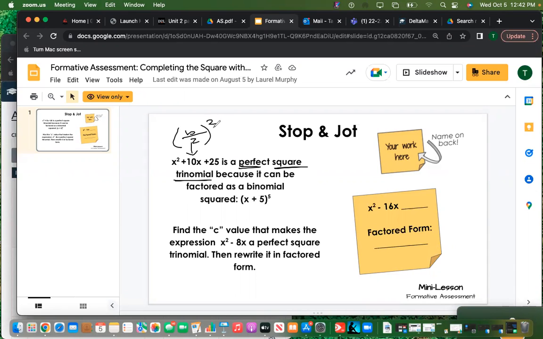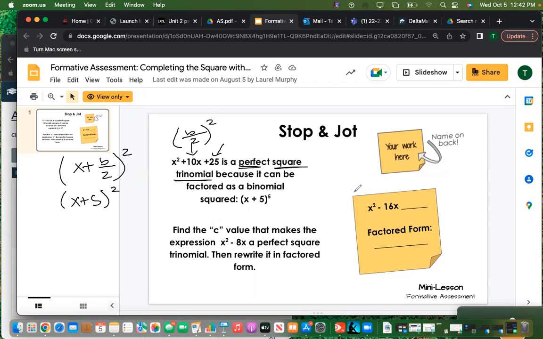What number does that give me? Okay, so that's why this is a perfect square trinomial. Now, when we factor this perfect square trinomial, we're going to get x plus b divided by 2, squared. So what's my b divided by 2 in this scenario? That's 5, right? So I could factor it by saying x plus 5 squared.